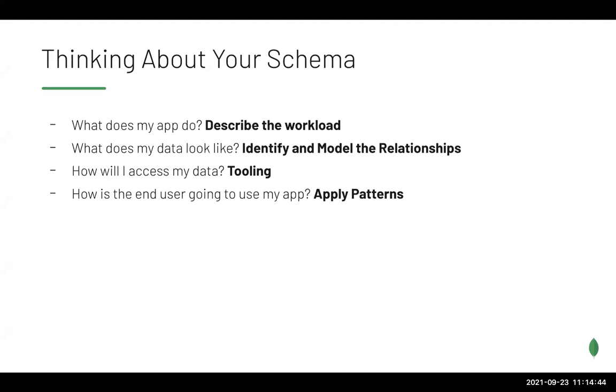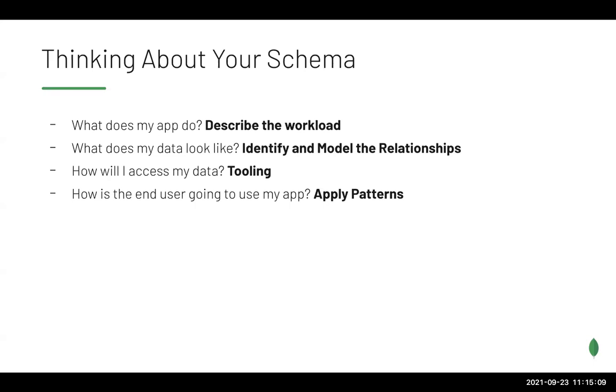The next question you're going to ask is, what does my data look like? You're going to want to identify and model these relationships. This is an exercise that you would do in a relational database as well. You're going to identify what data goes together, but the big question you're going to ask yourself here is, should I put this data together? Is it going to be accessed together? Or do I need to store it in a different collection?